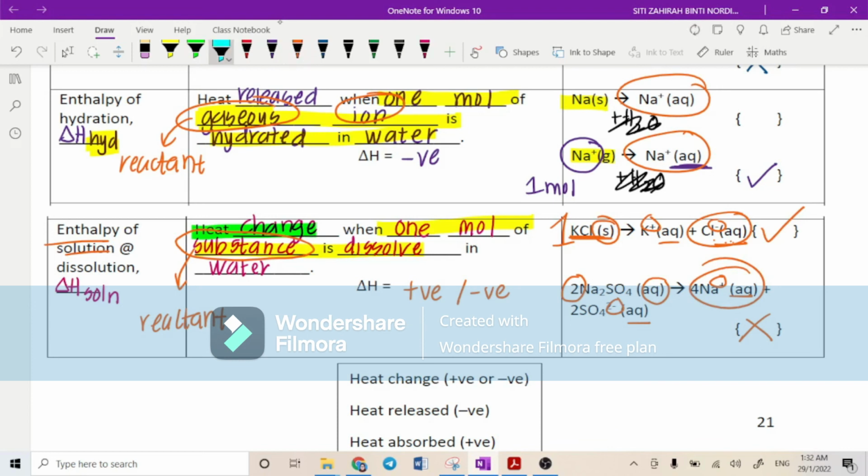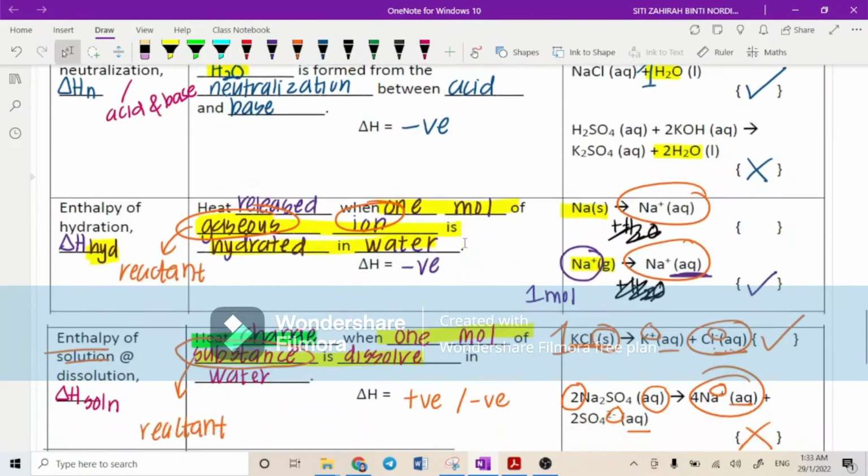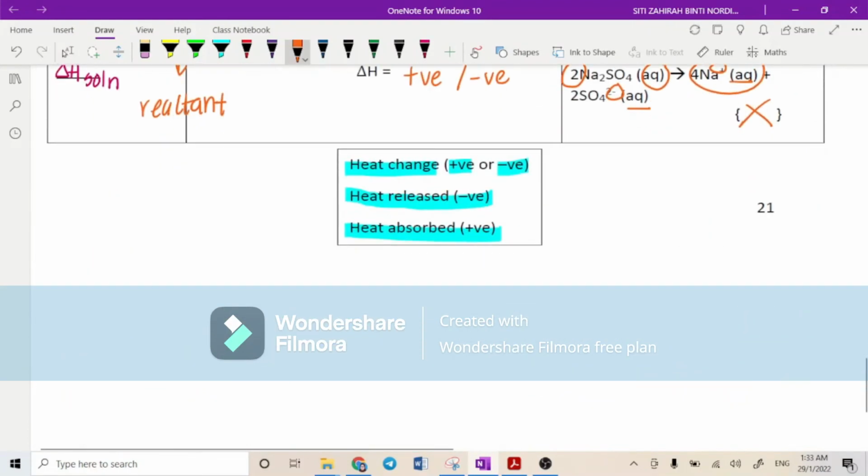In order not to confuse you, you must remember this already: the heat change, so delta H would be positive or negative. Heat release, the delta H would be negative, and then heat absorbed, that would be delta H positive. We don't come across a definition that involves delta H positive. That's why I told you there's more definitions as we go along this chapter 2.